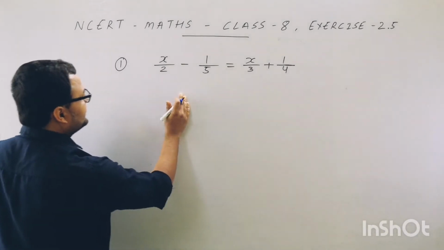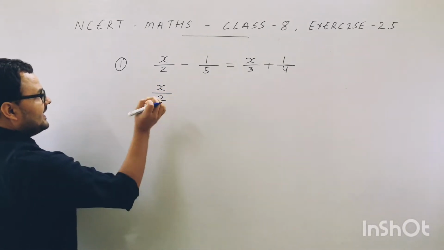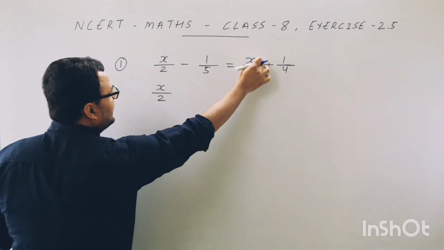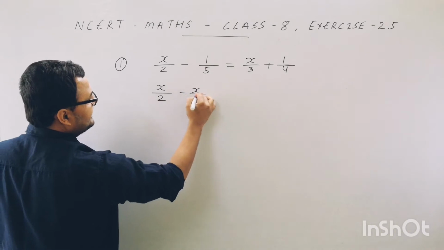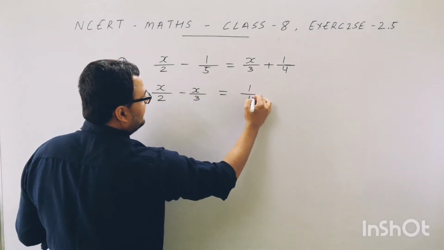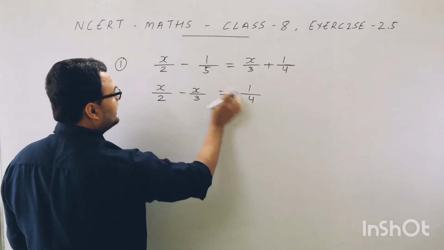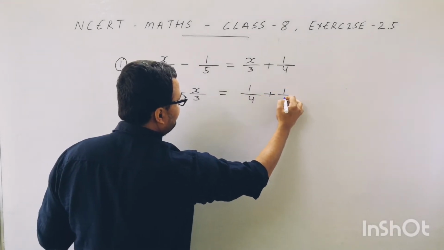What I am going to do is write down the variables on the left hand side. Variables means like x, y, z, a, b, c. So x by 2 will come on the left hand side, and minus x by 3, equal to the constants, the numbers, on the right hand side. So 1 by 4, and this minus will come to this side, so plus 1 by 5.